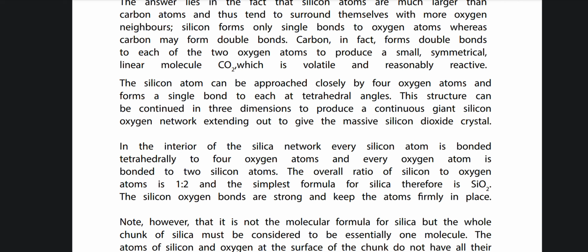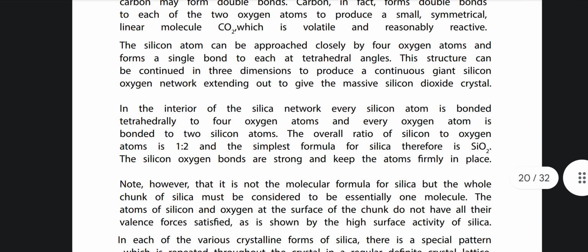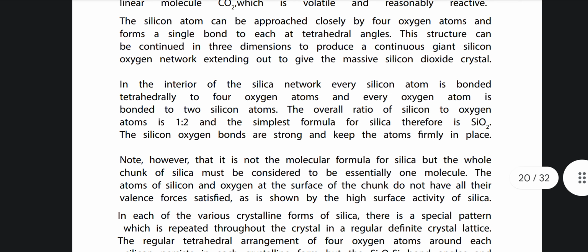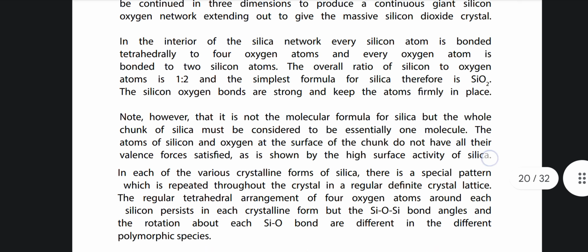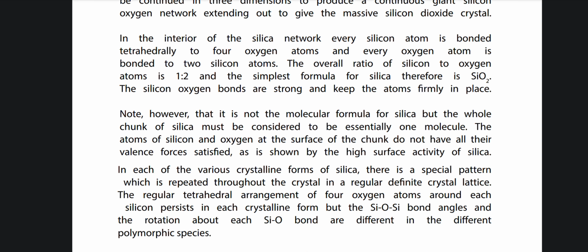The silicon atom can be approached closely by four oxygen atoms and forms a single bond to each at tetrahedral angles. The structure can be continued in three dimensions to produce a continuous giant silicon-oxygen network extending out to give the massive silicon dioxide crystal. In the interior of the silica network, every silicon atom is bonded tetrahedrally to four oxygen atoms and every oxygen atom is bonded to two silicon atoms. The overall ratio of silicon to oxygen atoms is 1:2 and the simplest formula for silica therefore is SiO2.